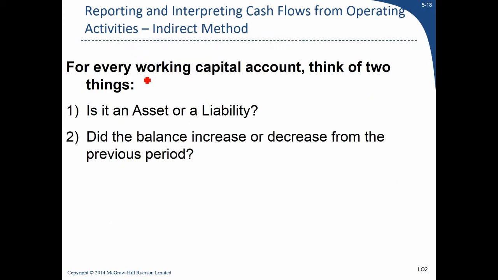Okay, so working capital is the same as current assets net of current liabilities. That's called your working capital.